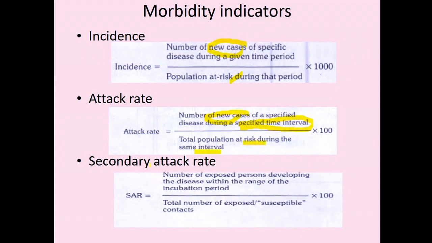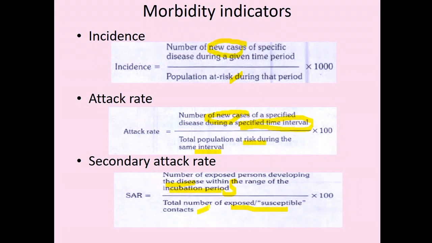How a secondary attack rate is different from an attack rate is that it is the number of exposed persons developing the disease, that is the number of new cases, but within the range of a single incubation period. That is very important here for the secondary attack rate, divided by the total number of exposed, that is the susceptible contacts. Here we have to exclude the vaccinated, and those who have had the disease, from the denominator.